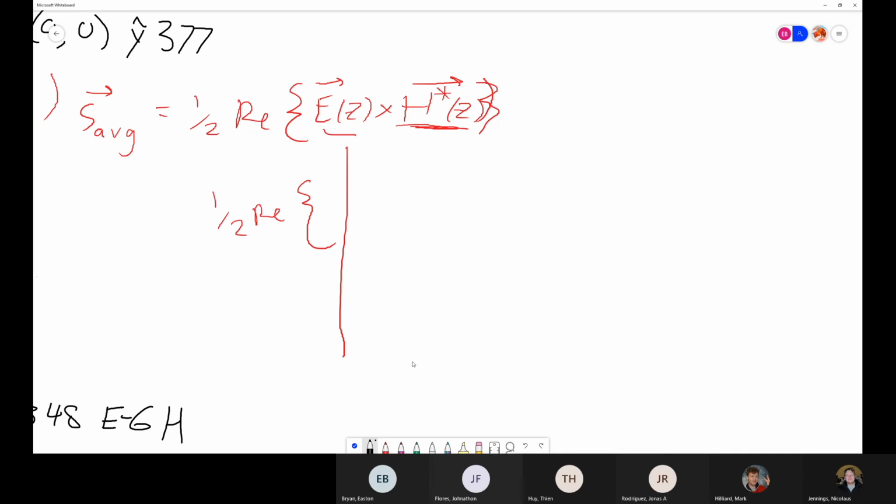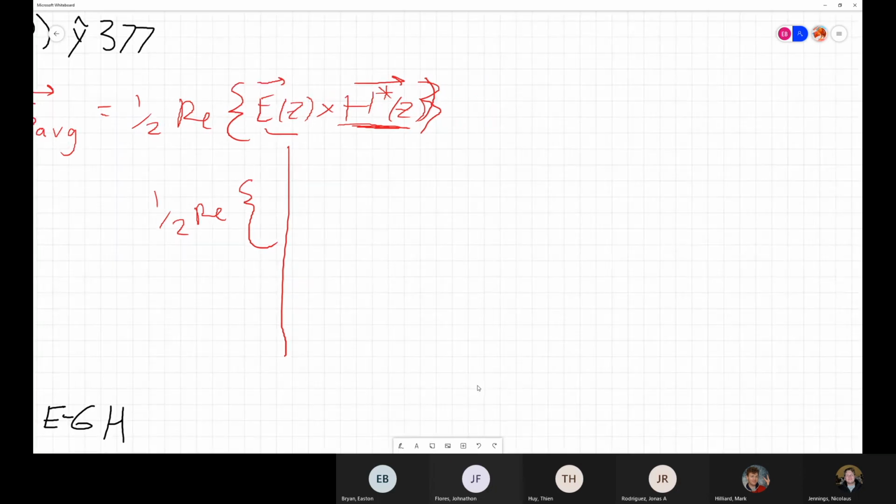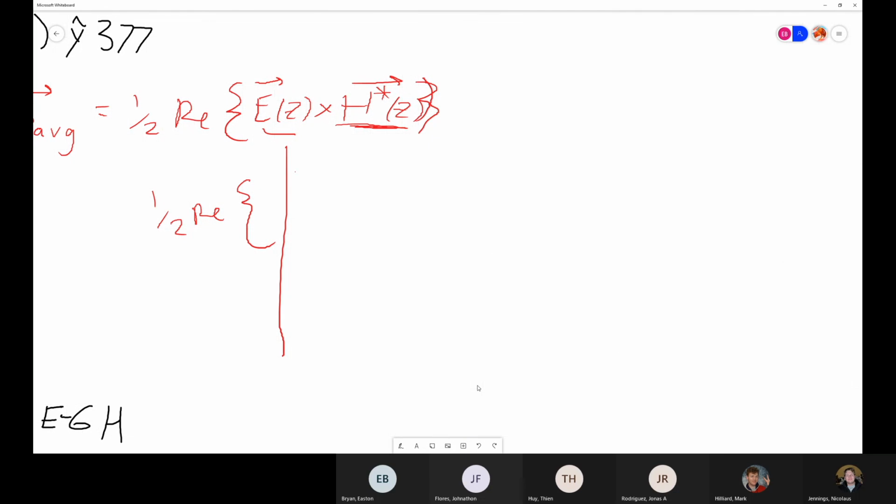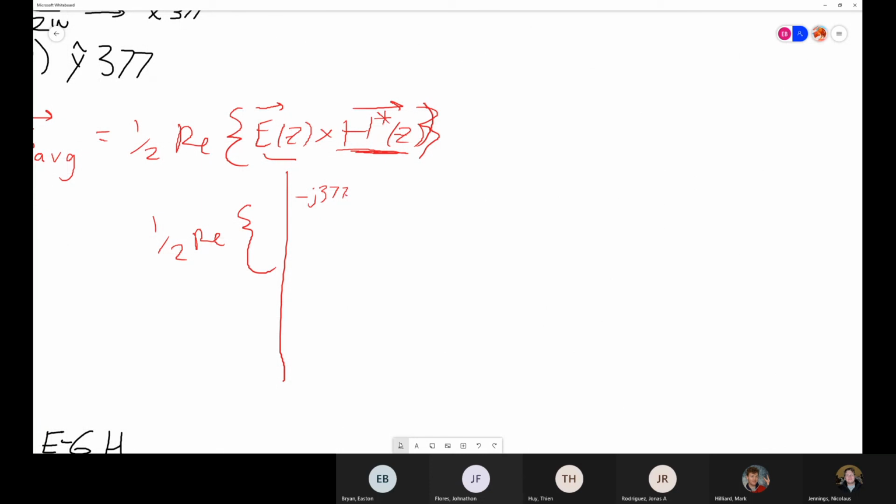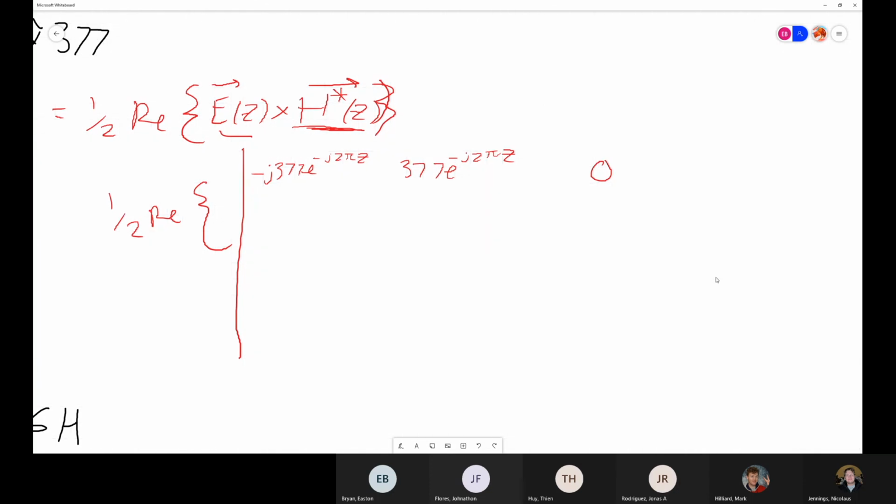So for E of Z, splitting it up into the x, y, and z terms, we get negative j377, e to the negative j2 pi z. And then the z component is 0. Those are my columns.